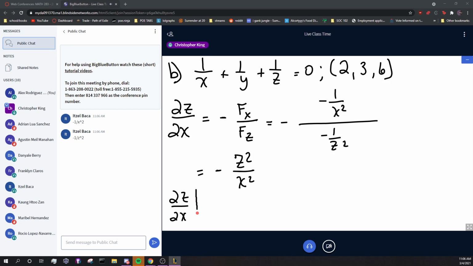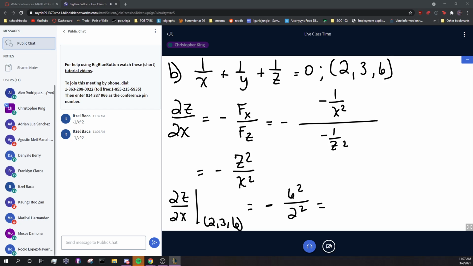If I evaluate it at the point 2, 3, 6, I'm going to have negative of 6 squared over 2 squared. So this is going to give me a value of what? Negative 9. Any questions?